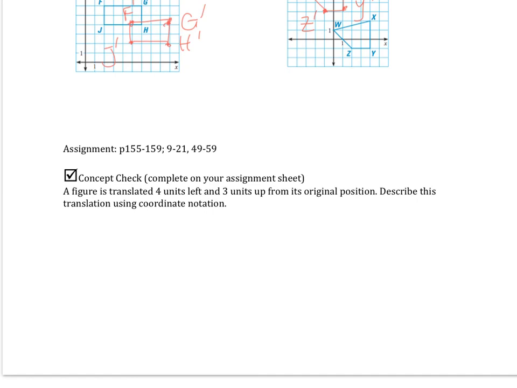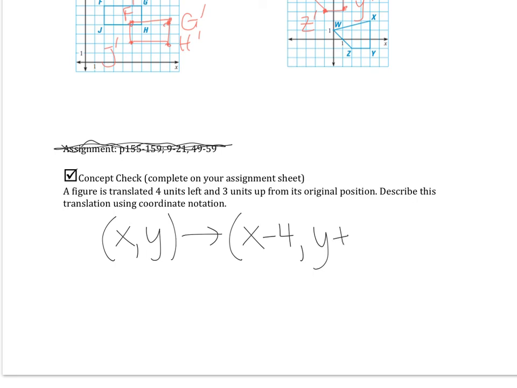Okay, again, the homework has been adjusted. Okay, a figure is translated 4 units left and 3 units up from its original position. Describe this translation using coordinate notation. So we always write x, y first. It's translated 4 units left, subtract 4, 3 units up, add 3.